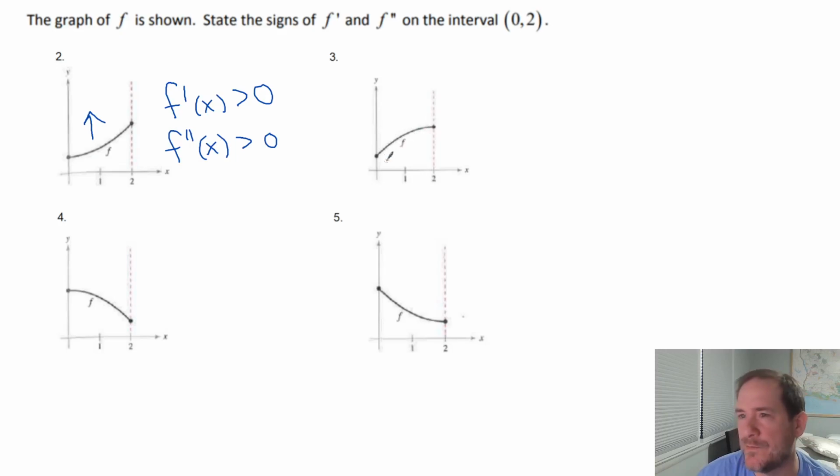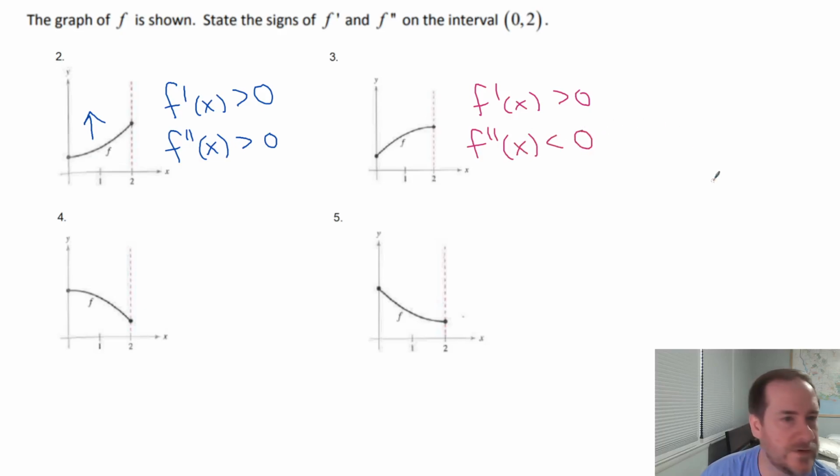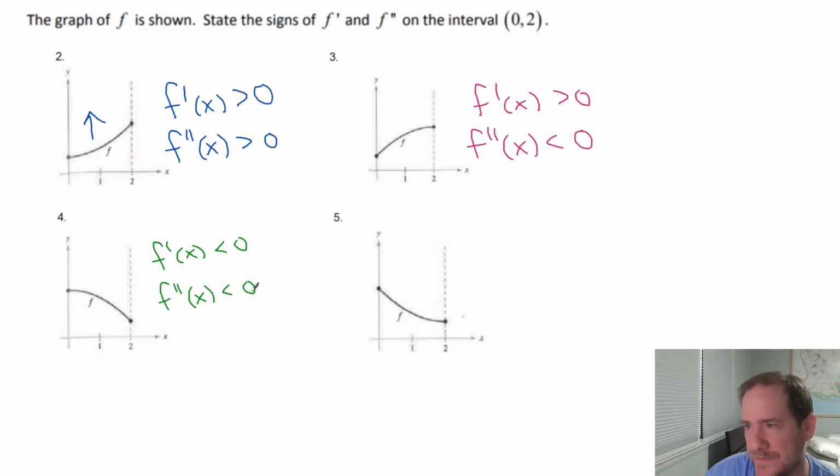Looking at number 3, we're increasing again, so the first derivative is positive, but we're concave down now, so the second derivative is negative. That's it. And then looking at 4, this function decreases, so the first derivative is negative, and this function's concave down, so the second derivative is also negative.